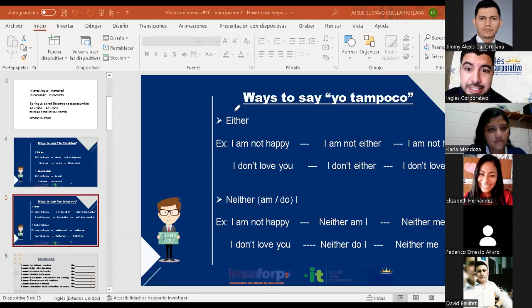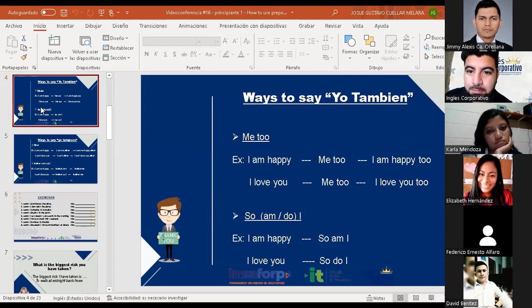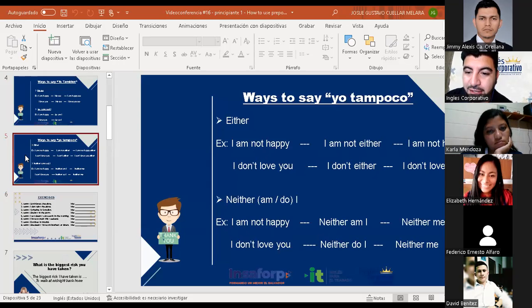Ok, now, easy, ¿verdad? Ya tenemos eso, lo del either. Ahora aquí tenemos esta actividad que en este caso nos vamos a fijar en dos cosas. Si está utilizando un verbo o si está utilizando el verbo to be. Si se dan cuenta, aquí hay unas afirmativas y negativas. Ojo con esto. Ahora, para las afirmativas vamos a utilizar esto. Me too, so am I, o so do I. Para las negativas vamos a utilizar cualquiera del either. ¿Ok? Ejemplo.